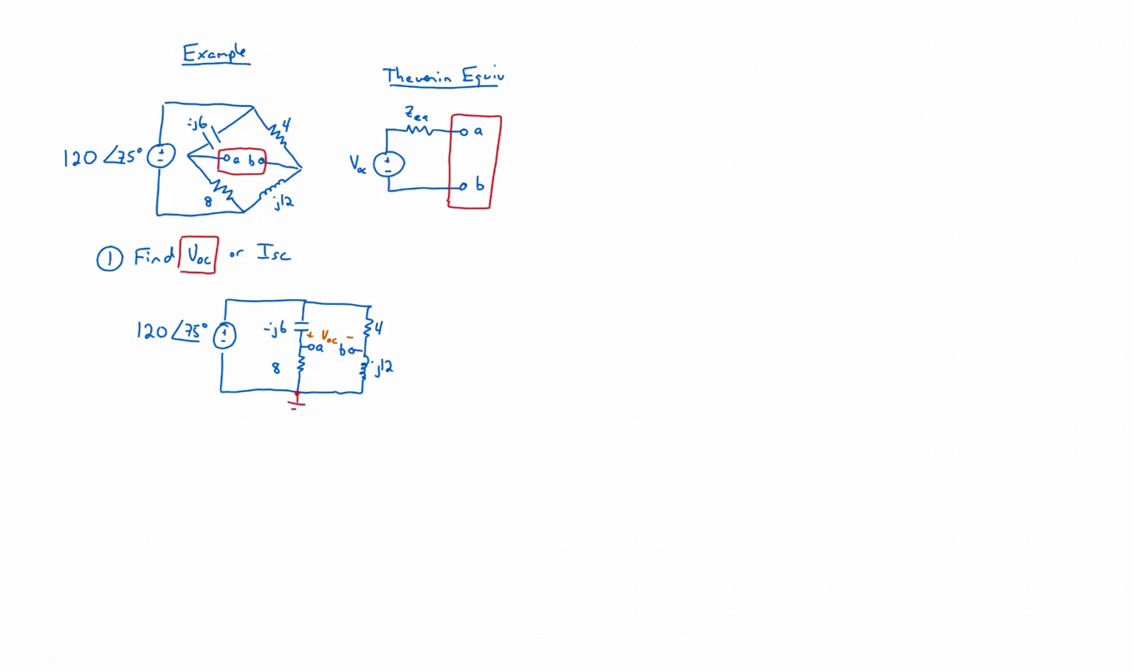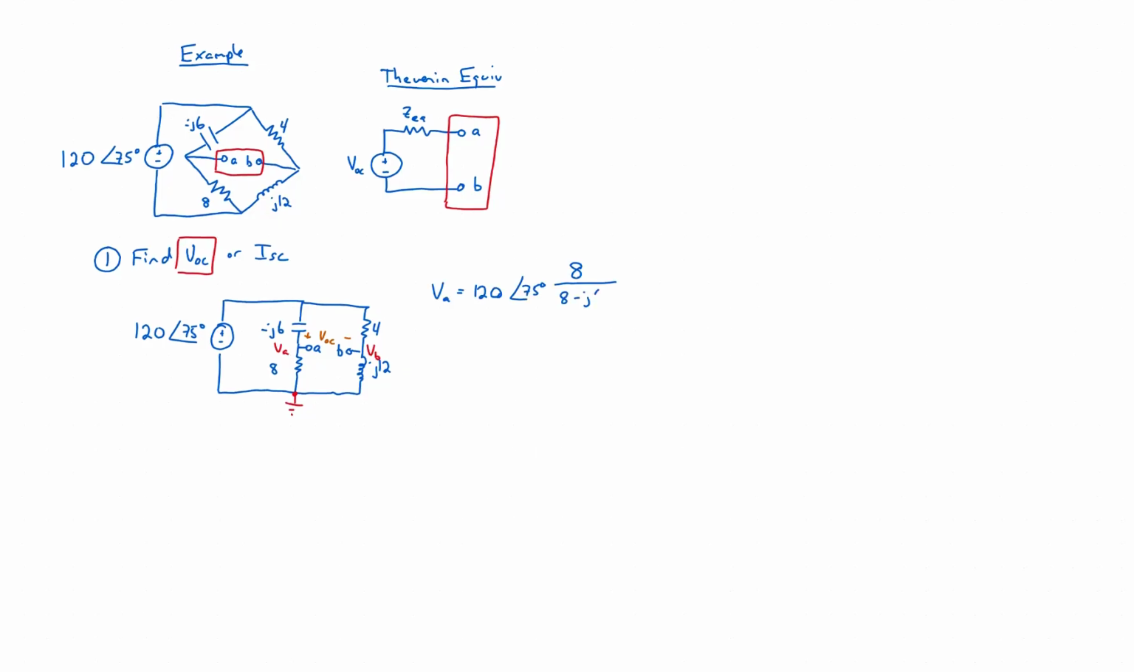Our first step is to label ground. We'll call this unknown node VA. We'll call this unknown VB. And now once we find VA and VB, we found VOC. It's just the difference between the two. So we could set up nodal equations to find them, but it's even easier just to use the voltage divider equation. Do you see how VA is just that voltage divider?